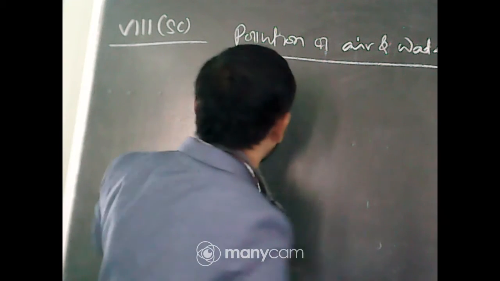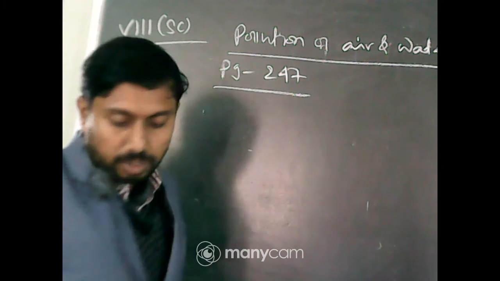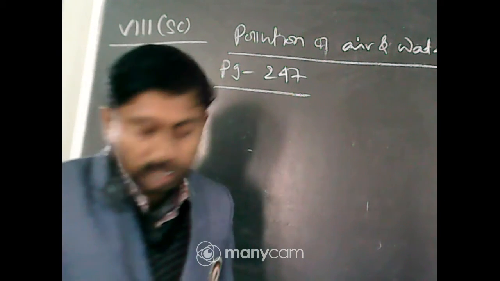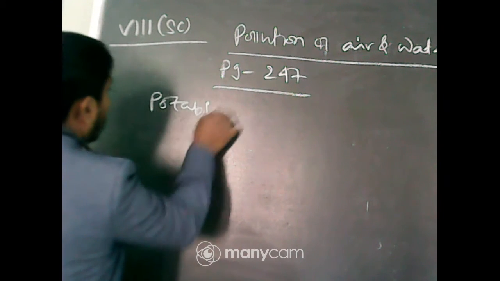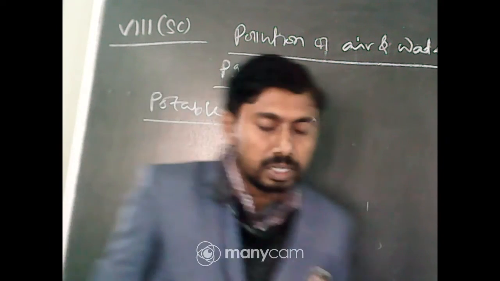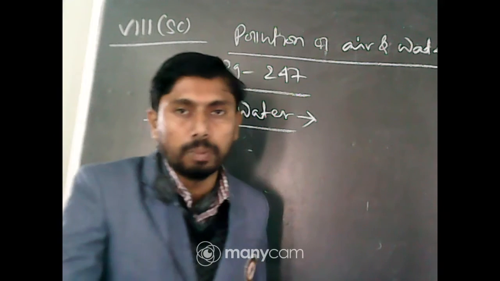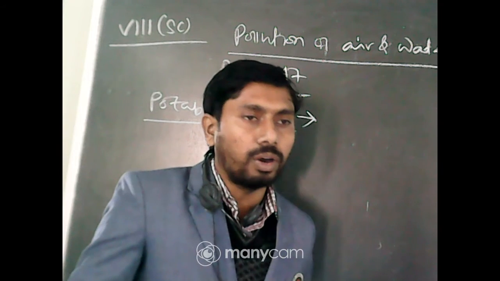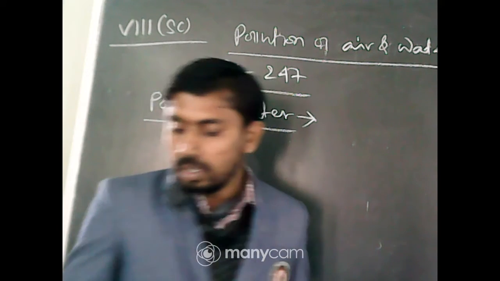Now next one, come to section 18.8. Everyone open page number 247, where it is discussed. The unit's name is what is potable water and how is water purified. So the point is potable water. What is potable water? It can be told in that manner that when water is consumable, that is, we can take it as drinking water or we can use it for our preparation of food, this is called potable water.